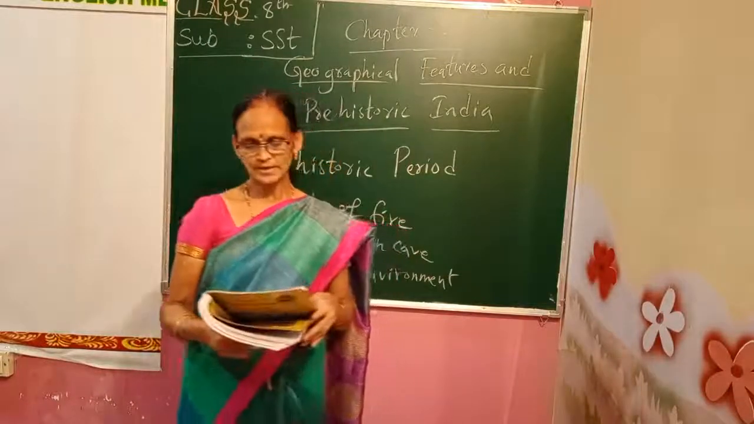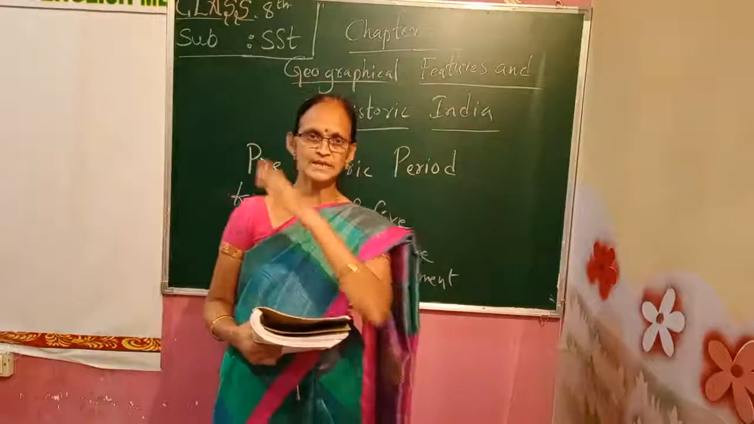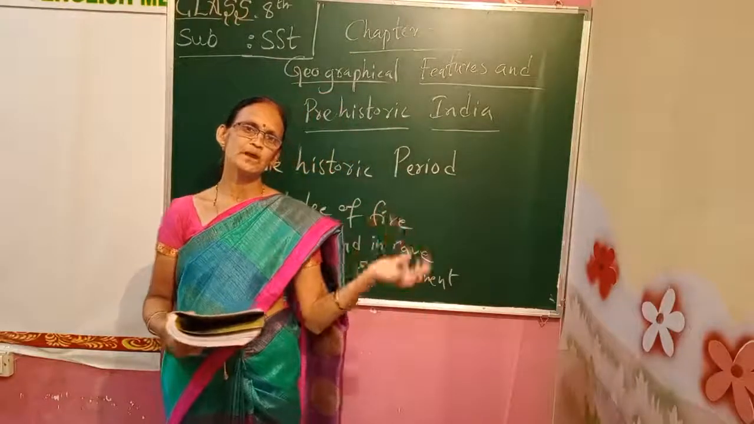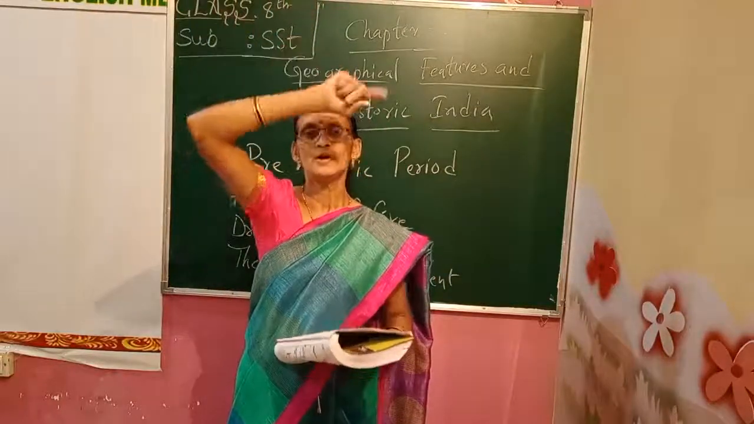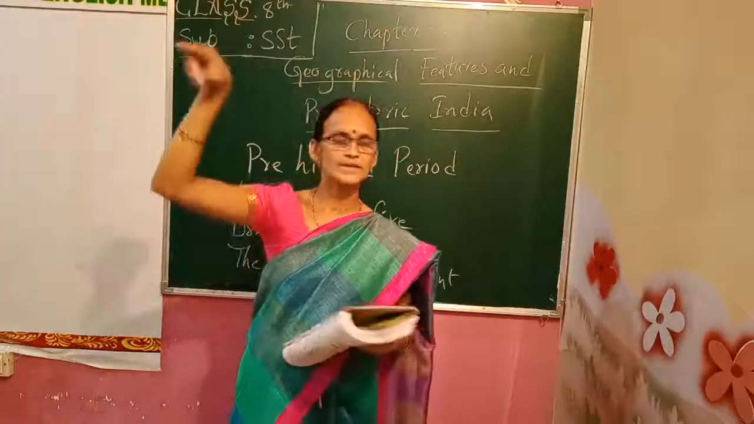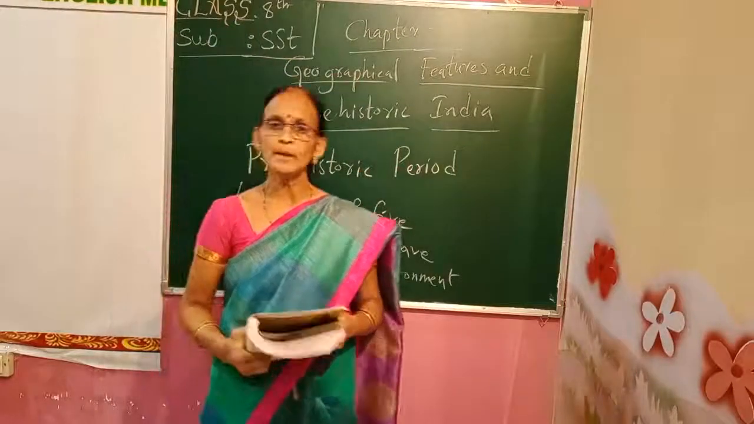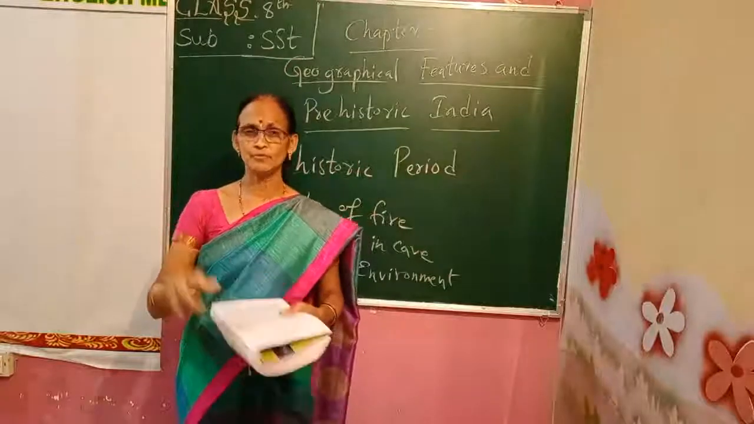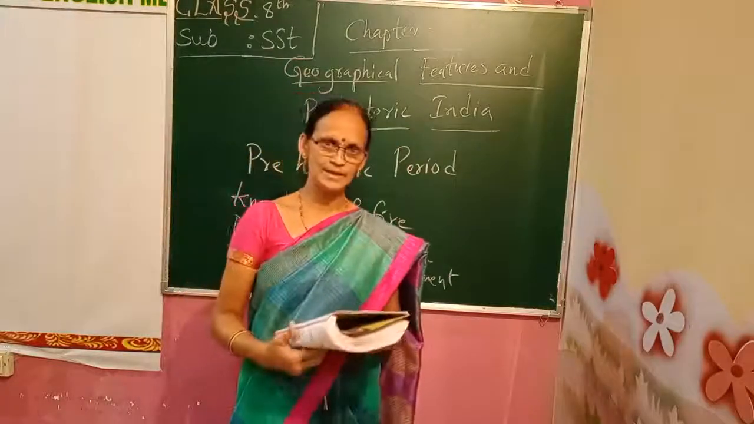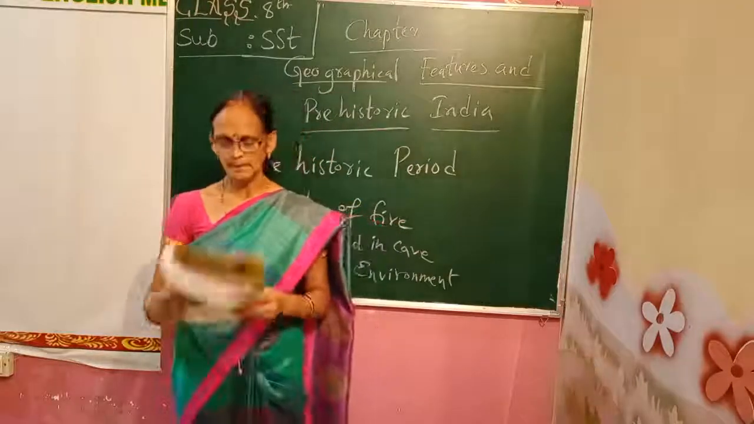And India is called a peninsula because it is surrounded by water on three sides. Here the Arabian Sea, here the Bay of Bengal, down the Indian Ocean, and on the top you have the mountains. So, three sides have water and one side has mountains. This type of land is called a peninsula. If a land is covered with water on all sides, it is called an island. If it is covered on three sides, it is called a peninsula. So, India is a peninsula.